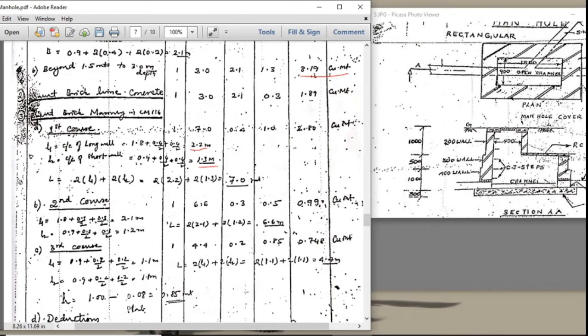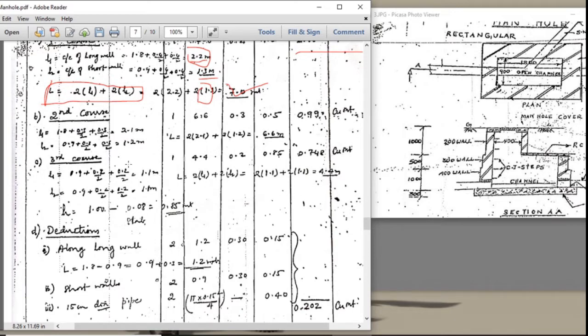So total length, what will happen? 2 into L1 plus 2 into L2. Here is the formula. So 2 into 2.2 plus 2 into 1.3, we will get 7. So 7 is the length. First course length is 7. What is the breadth of the wall? 0.4. What is the height or depth? 1. So total quantity is 2.80 cubic meters.